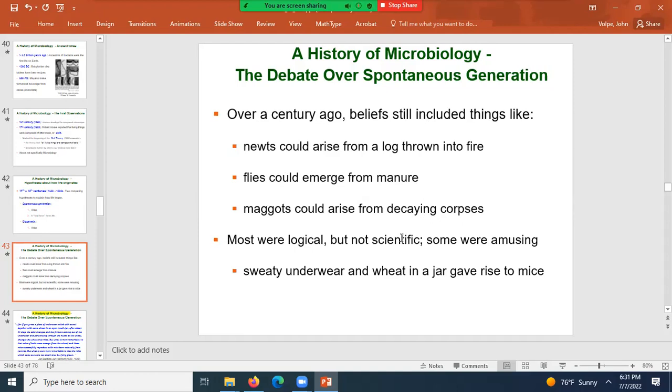Most were logical, none were scientific. Some were even amusing. Somebody wrote early, you can read about it in the next slide, that if you put sweaty underwear in a jar containing wheat grains in it, that mice would spontaneously generate.